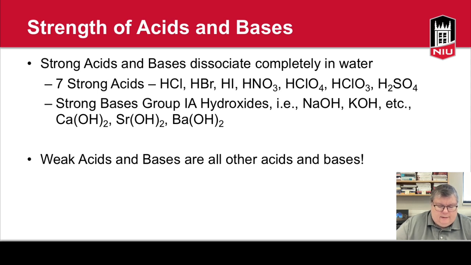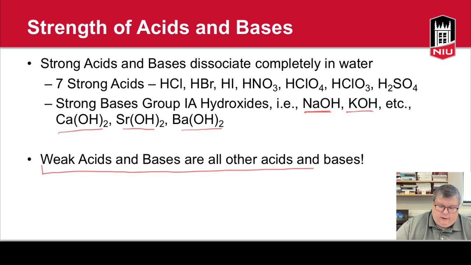Our strong bases are group 1A hydroxides, which include sodium hydroxide and potassium hydroxide and the others, as well as the heavy group 2s, calcium hydroxide, strontium hydroxide, and barium hydroxide. And again, with weak acids and bases, these are all the other acids and bases that you could run into. So it's important to memorize the strong acids and bases so that you know what is strong and what is weak.